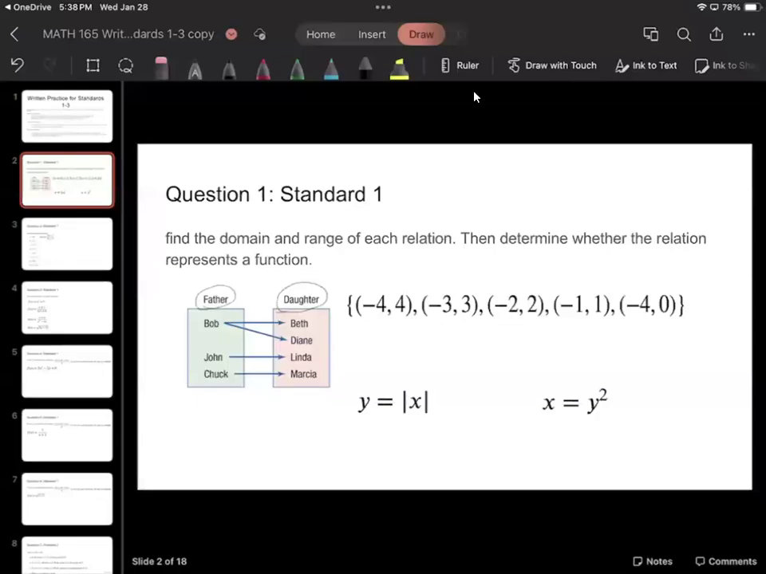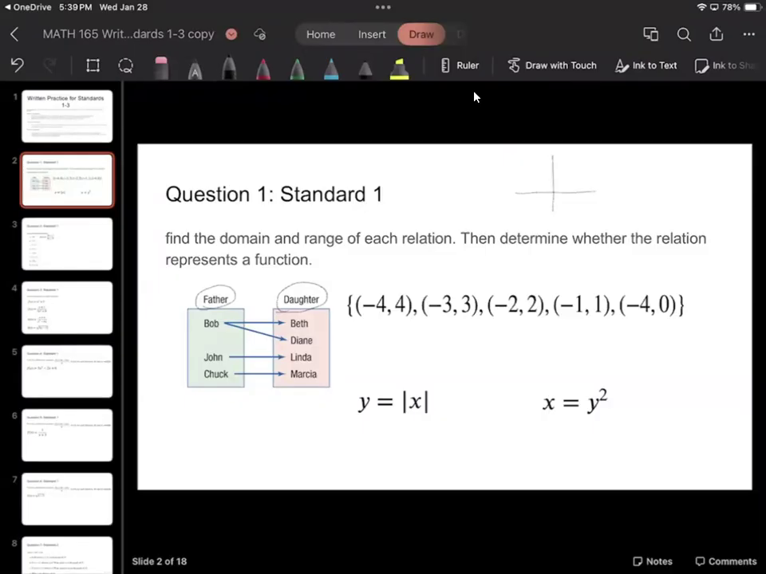In this first question, we are asked to find the domain and range of each relation and to determine whether the relation represents a function. So in order for a relation to become a function, what we need to establish is that every input has only one output, right? So the easiest thing for you to remember is something like this.